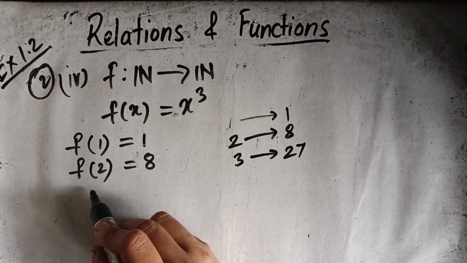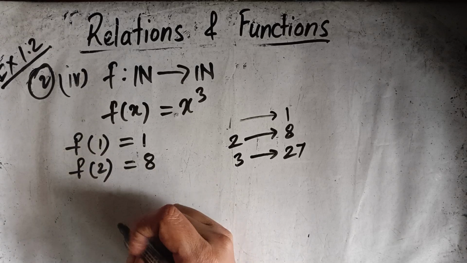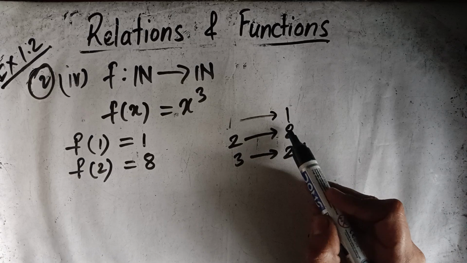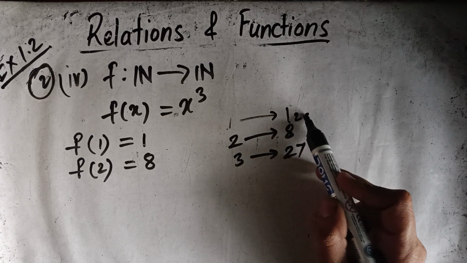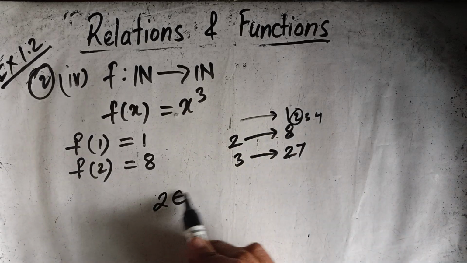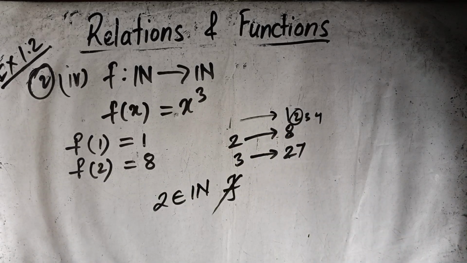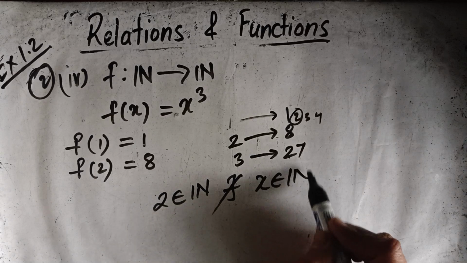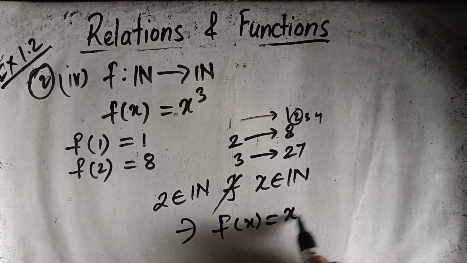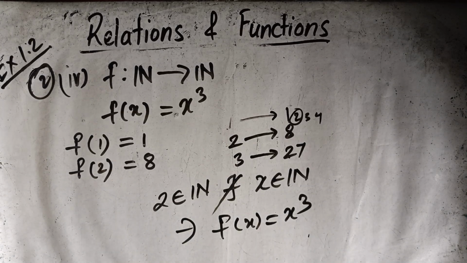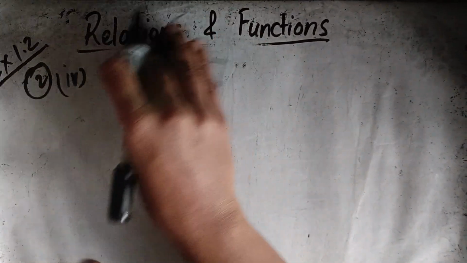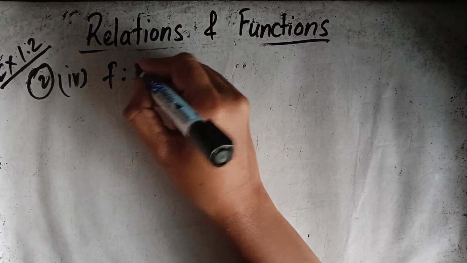Then we have to check for onto. Now for onto, in between these numbers, that is 2 is there, 3 is there, 4 is there, right? So for 2 belonging to N, there does not exist any number belonging to the domain set such that f of x is equal to x cube. So this is not onto. Next, they have taken set of integers.